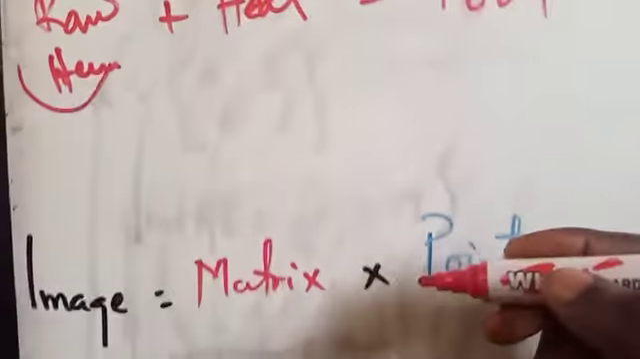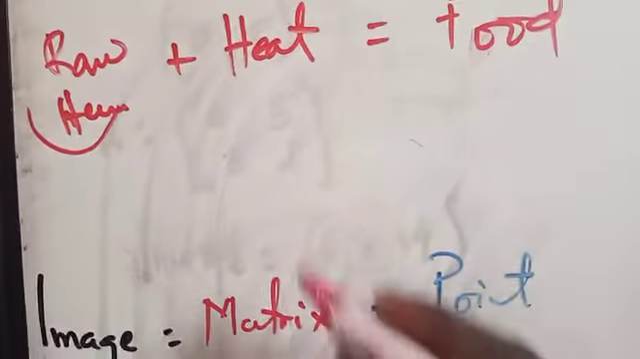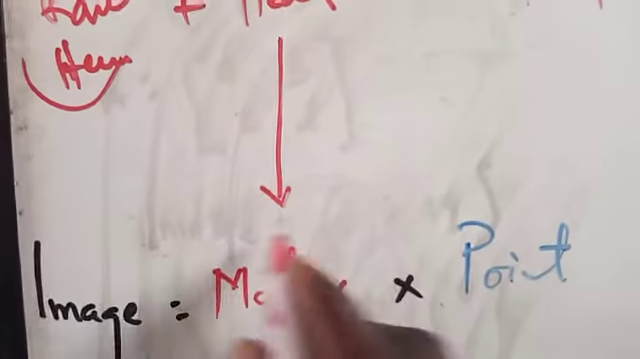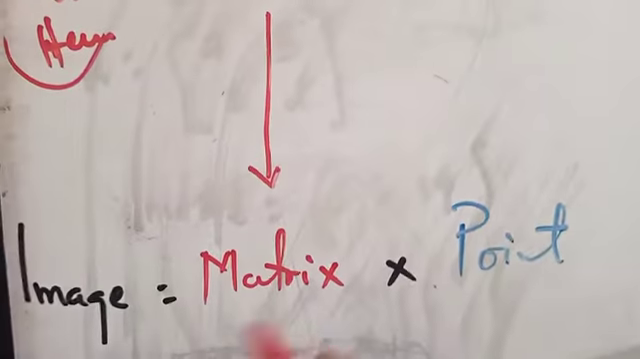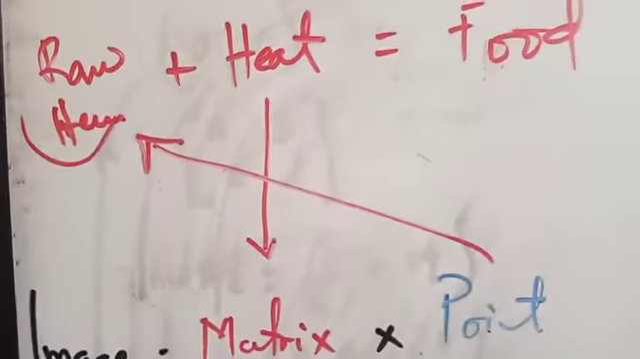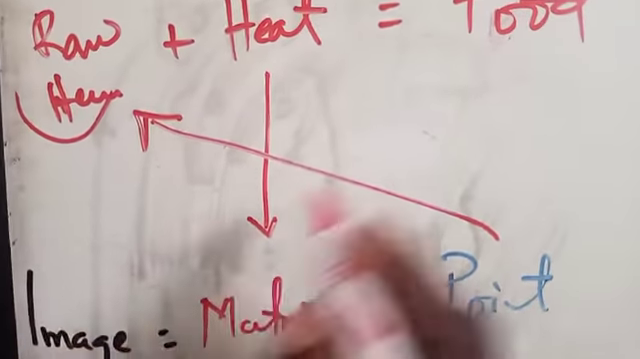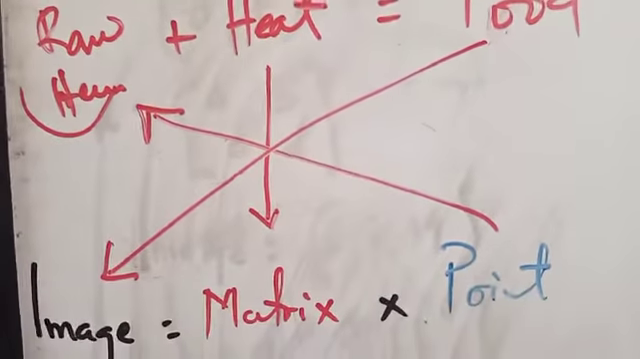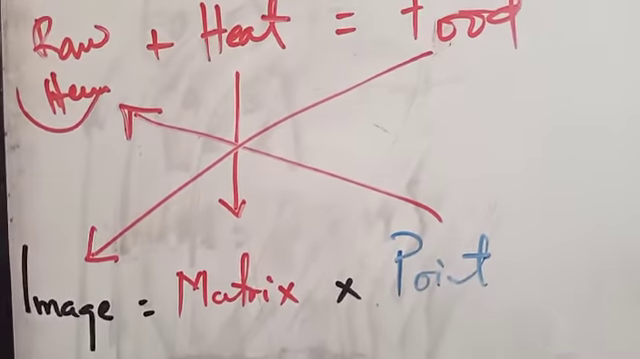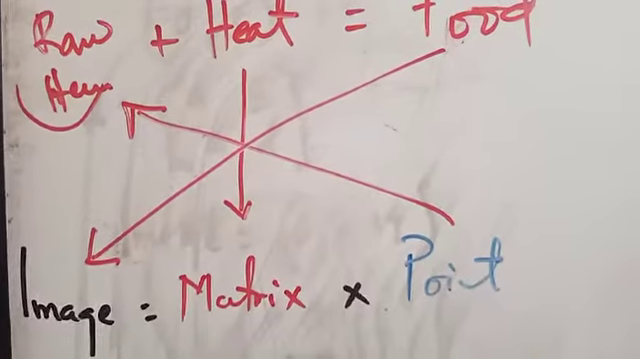So if you convert that to mathematics, what it means here is that the heat will be the matrix, the linear transformation. This is the transformation, and then the point will be our raw item. The food here is the image that will be made ready. Are you getting the point? So this is just a simple scenario to understand the method here.